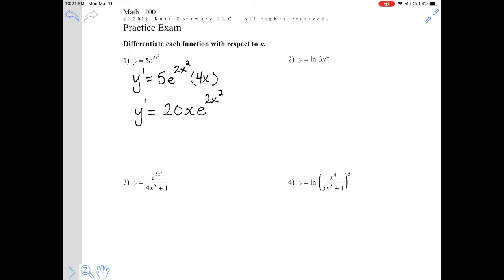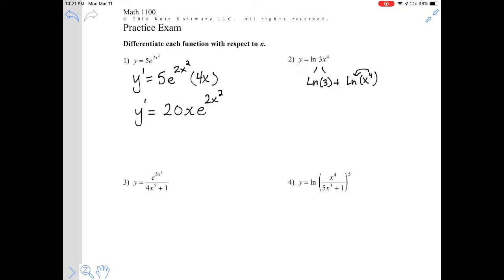Now for question 2, a couple of different ways we can try this one. I do always though recommend that before you take a derivative of a natural log, you expand the natural log as much as you can. So this is natural log of 3 times x to the 4th, and whenever you're multiplying terms inside of a logarithm, you can separate that into multiple logarithms.